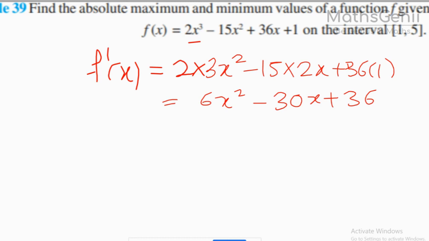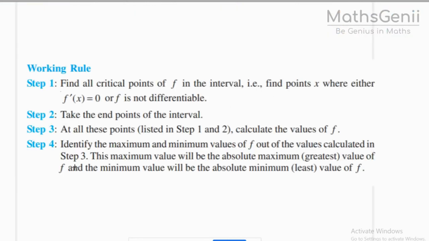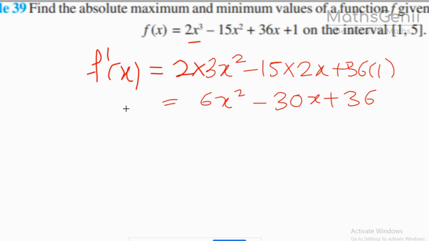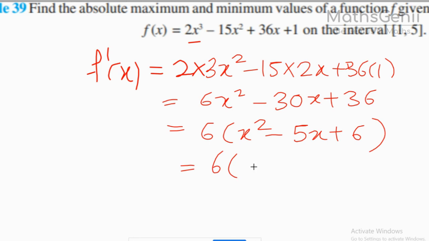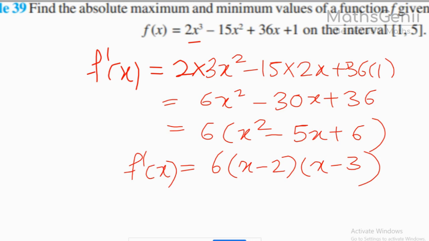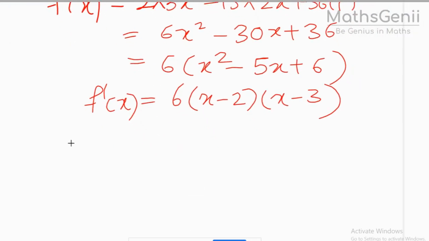Now let's go back. Take the end points of the interval. First we will have to find the points. So let's take 6 as common, and when you factorize this you will get two factors of 5, which is 3 and 2. So you'll get x minus 2 and x minus 3. Again, the same thing that we did in local maxima minima, the first step remains the same. Find the points where f dash of x could be 0.